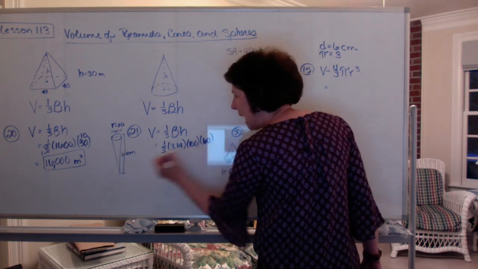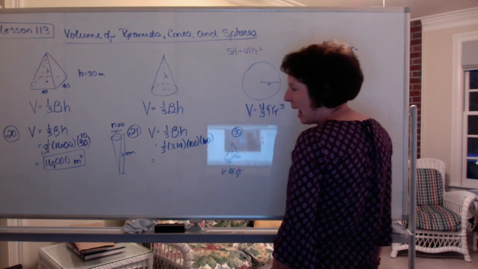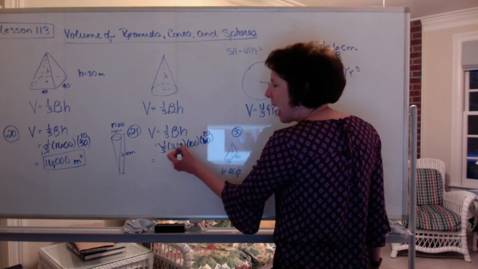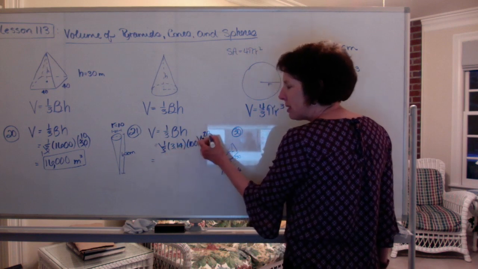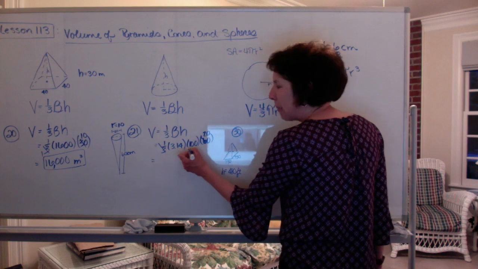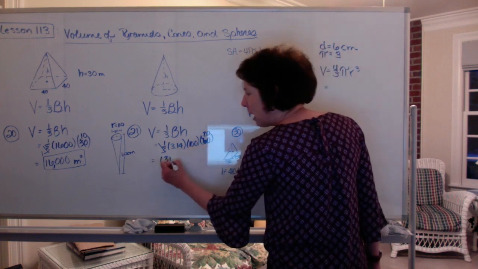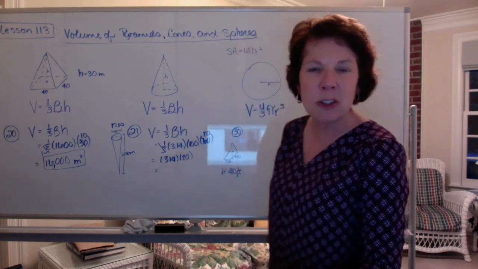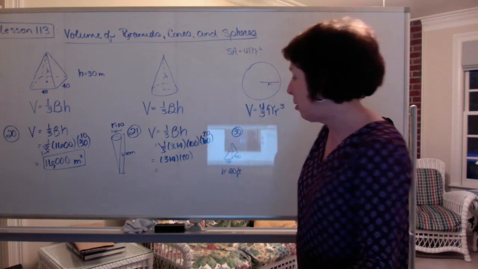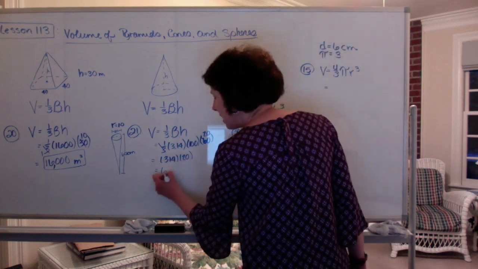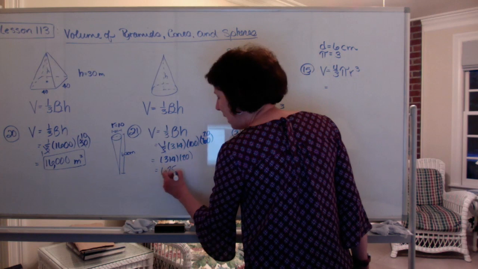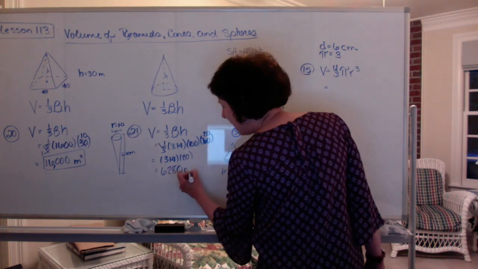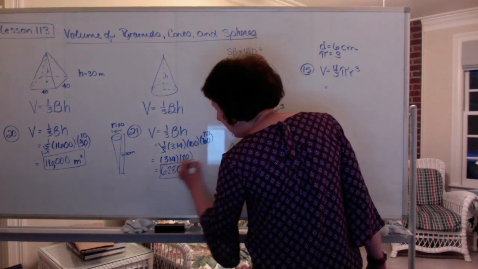All right, now let's see what we have. Let's do 1/3 of 60. Well, 1/3 of 60 is 20. I've got 3.14 times 100 times 20. Let's first multiply pi times 100, and what do I get? 314 times 20. This is not so bad, is it? Let's just double 314 and add a 0 to it. Double 3, you get 6. Double 1, you get 2. Double 4, you get 8. And then I've got a 0 added on there: 6,280 centimeters cubed. There we go.